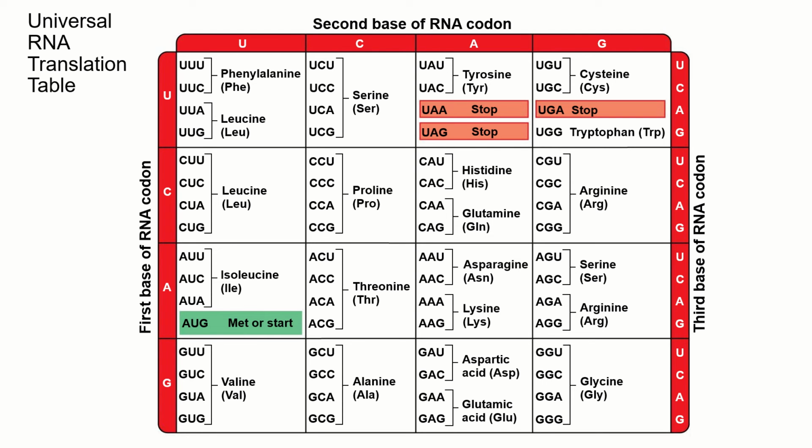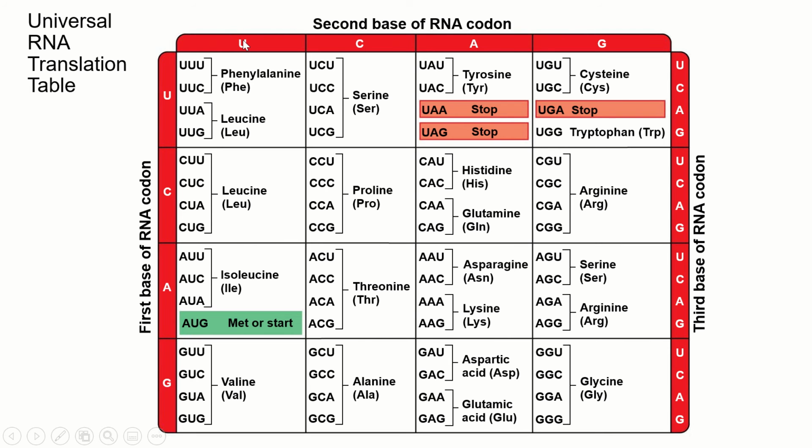So remember, our RNA is going to be read in three letter sets. So the first letter or the first base in the codon makes the rows. So notice that everything in this row starts with a U. Everything in this row starts with a C. Okay. Everything in this row starts with an A. Everything here starts with a G. Okay. Then we go to the columns. The columns are the second base of the codon.